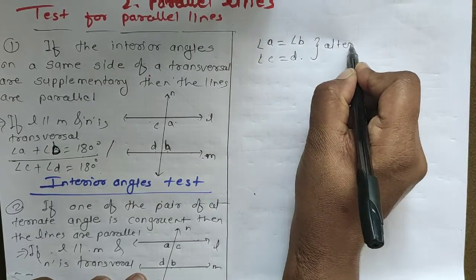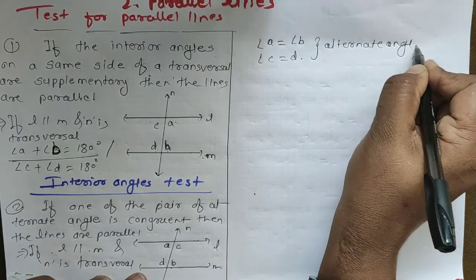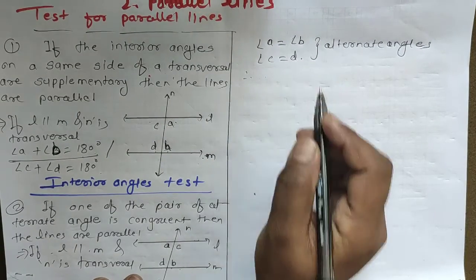These are the alternate angles. If the measure of alternate angles is the same, then the given lines are parallel. Therefore, L is parallel to M.